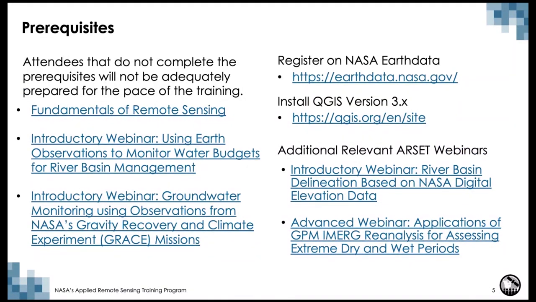There are a couple of prerequisites here which will help in moving smoothly through this webinar series. First of all, fundamentals of remote sensing, so that there is some background when we use different jargons. The second one is the one that I mentioned earlier, that is the introductory webinar on monitoring water budgets for river basin management. This has details of how to manage a river basin and what is required. All different data sets are discussed there, and there are also some demonstrations of using these data sets. So these two webinars will really help in going through this webinar very smoothly.